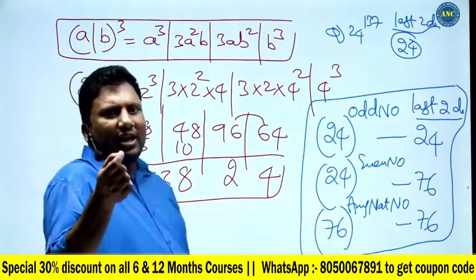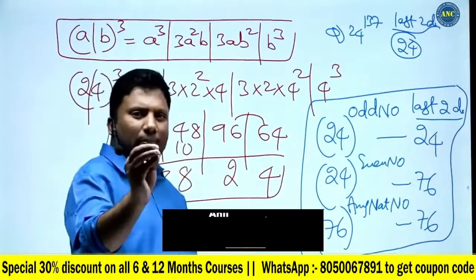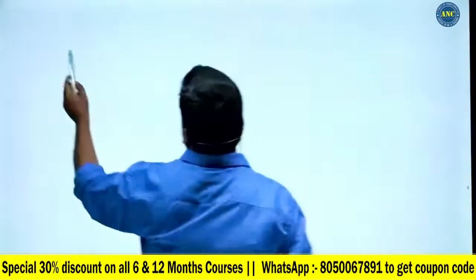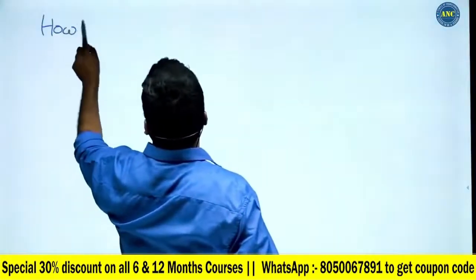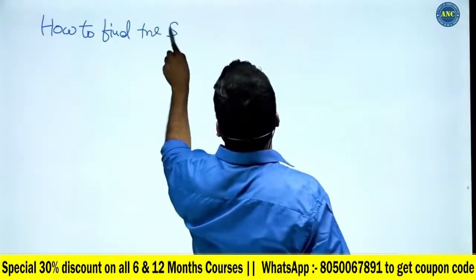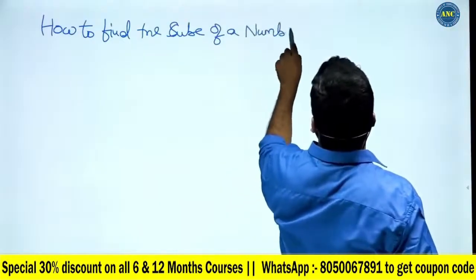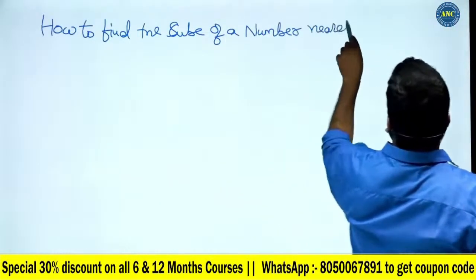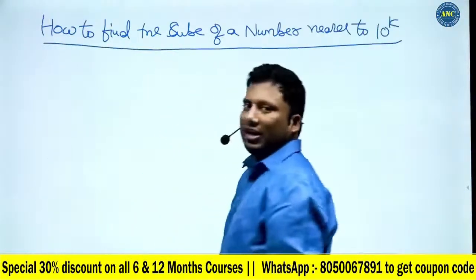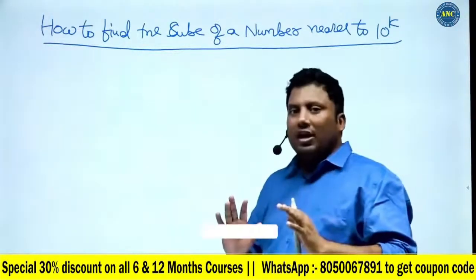Next concept is a slightly advanced concept. Pay attention. I will do maybe 3 to 5 examples so that you understand this concept in detail. Very, very interesting concept: how to find the cube of a number nearer to 10 power k. Very little advanced level concept.